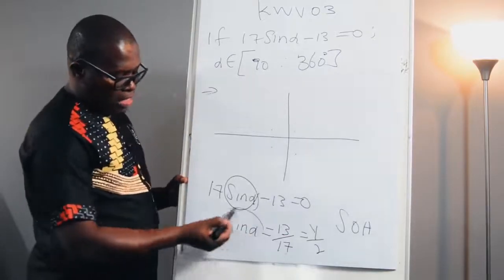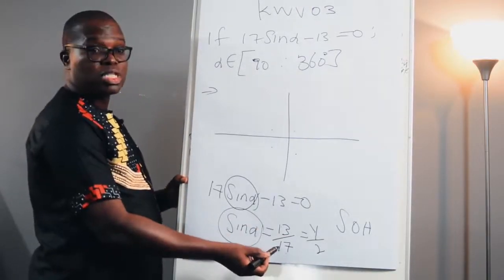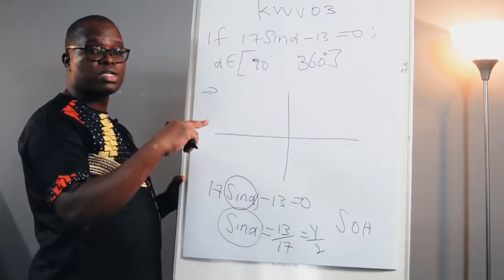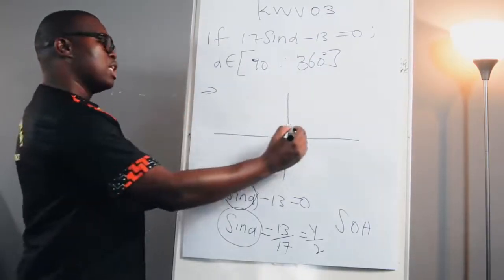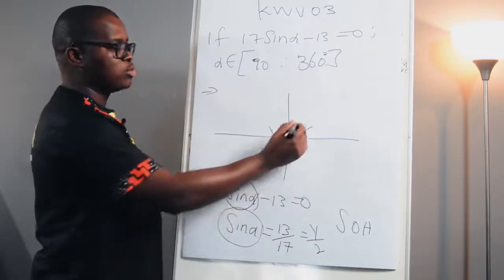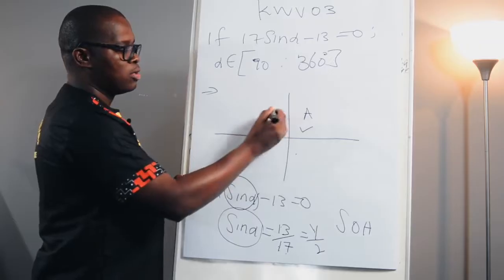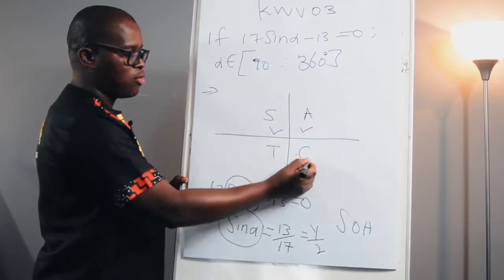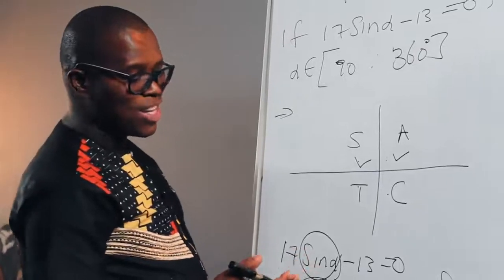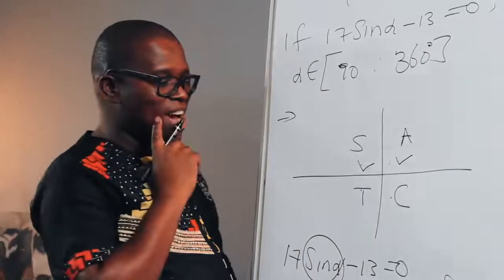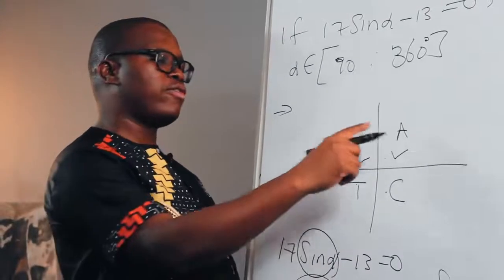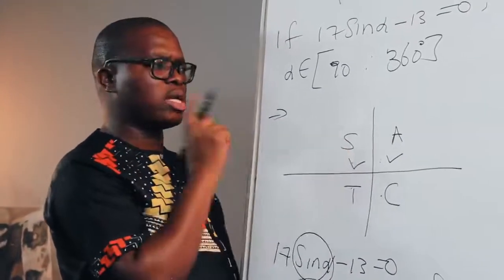Now, if you look at sine theta, your sine theta is positive. So which quadrant is sine positive in? In fact, there are two quadrants where sine is positive. That is the first quadrant and the second quadrant. We always say All Students Take Coffee. They used to say castle, but let's say coffee. So the sign is positive in the first quadrant and the second quadrant.